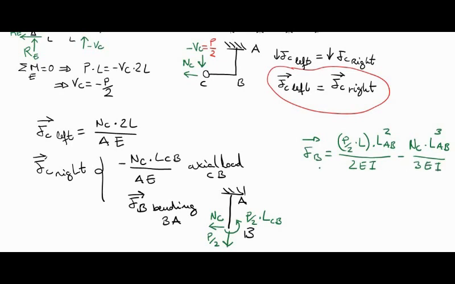Okay, so taking into account all the calculations, I can write the equality: N sub C multiplied by 2L divided by AE equal to minus N sub C L divided by AE, plus PL cubed divided by 4EI, and minus N sub C L cubed divided by 3EI.